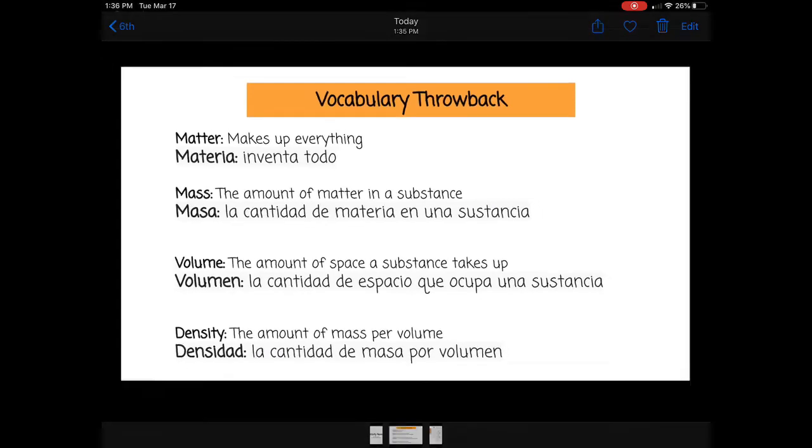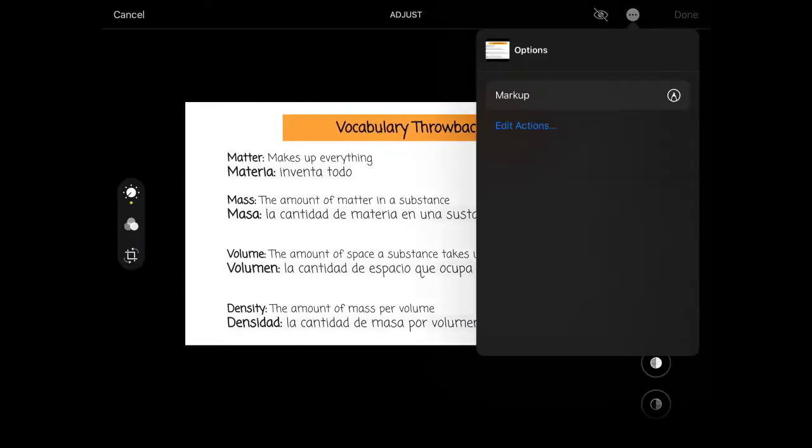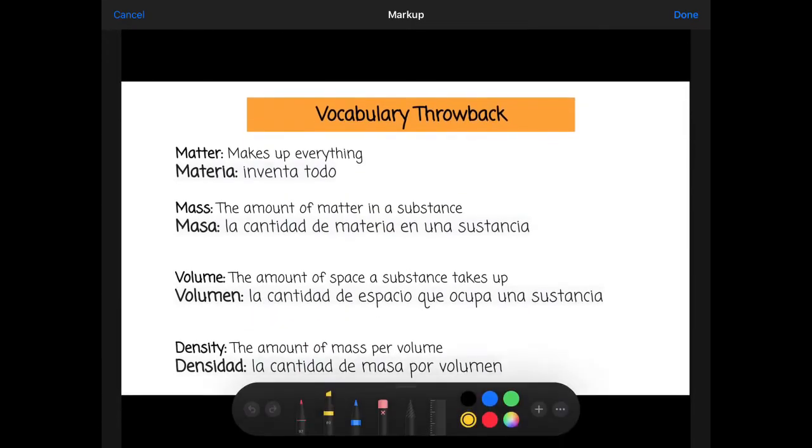So let me edit it for a quick second. I'm gonna attempt Spanish. Y'all are probably gonna laugh at me, and that's all right because it's Try Something New Tuesday.